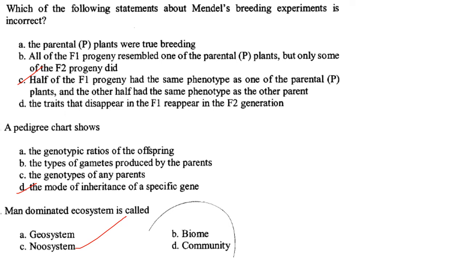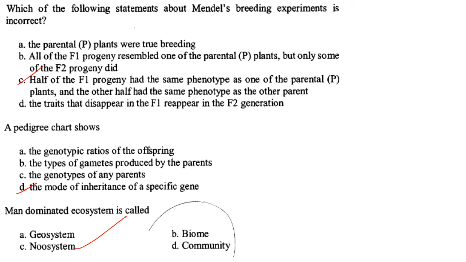The parental plants were true breeding. That is correct. All of the F1 progeny resembled one of the parental plants, but only some of the F2 progeny did. That is also correct. Half of the F1 progeny had the same phenotype as one of the parental plants, and the other half had the phenotype of the other parent. No, that was not observed in the case of Mendel's experiment. So the answer is option C.